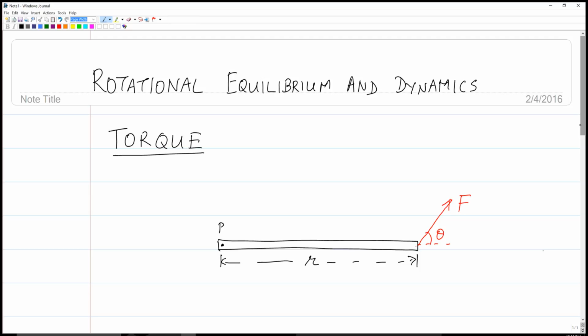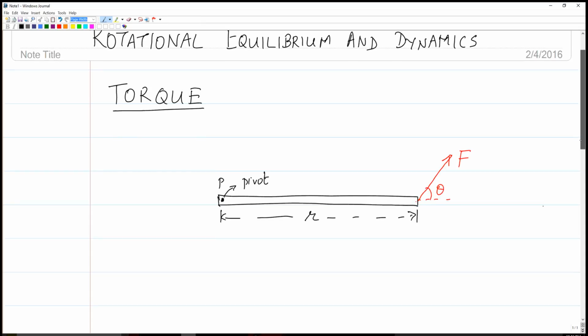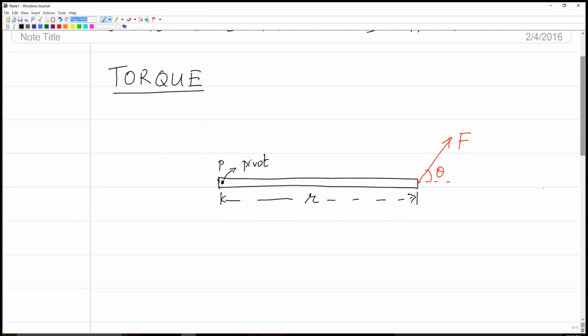So consider a simple situation where you have a door, or a rod, something that is pivoted at this point. So this is the pivot at point P, and we exert a force F at some distance R from the pivot. Now the force also makes an angle theta with the length of this rod. And this angle theta is important. It cannot just be any other angle. The way we are going to define it, this angle will be the angle between the force and this R. So the torque itself is defined as a cross product of two vectors, R and F.